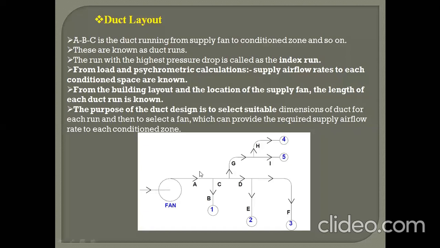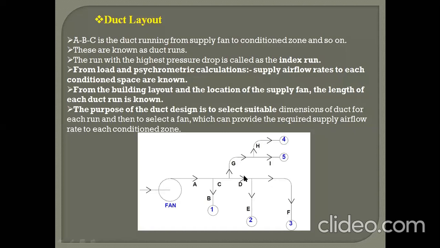Most of the time, the duct with the highest pressure loss is nothing but the duct with the highest length. So in the given figure, you may say that this section is the duct with the highest length. So this is the index run. This duct run is nothing but the ducts with the branches A, B, C, D, G, like this.